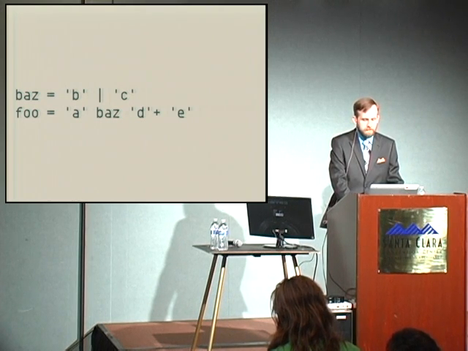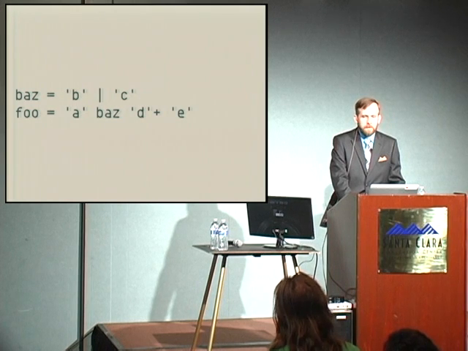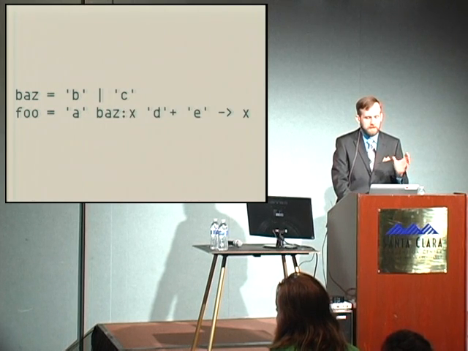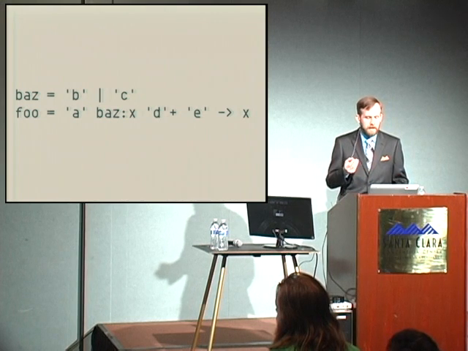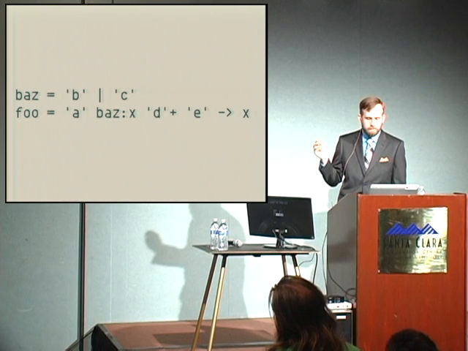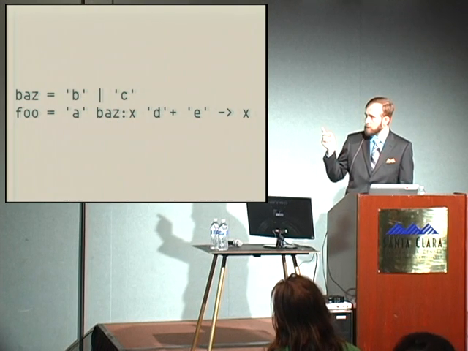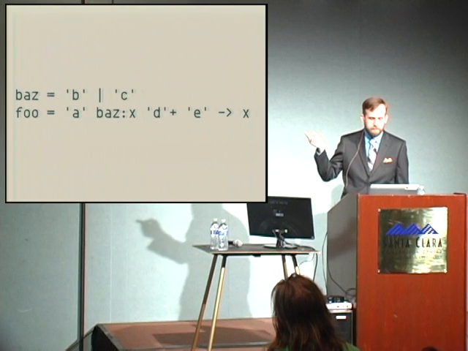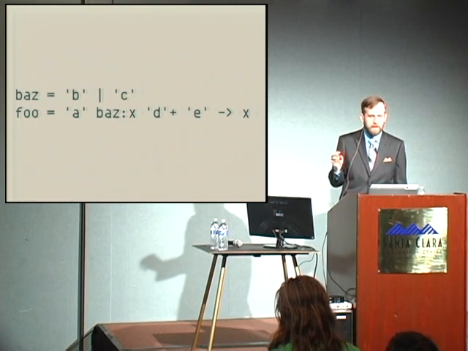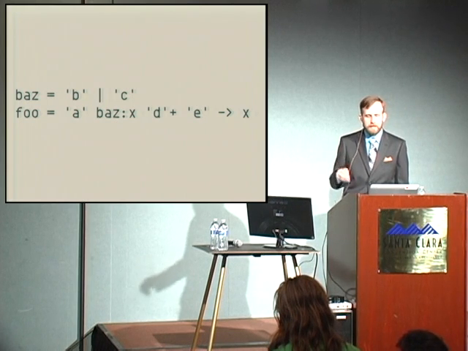You can also, since this is an expression, give names to parts of the expression. Here we're going to call baz. We're going to give the result the name x. And then we can modify the return value of foo by this arrow. And so we're going to return the value x. So if you call foo and it succeeds, it will return either B or C, depending on the input.